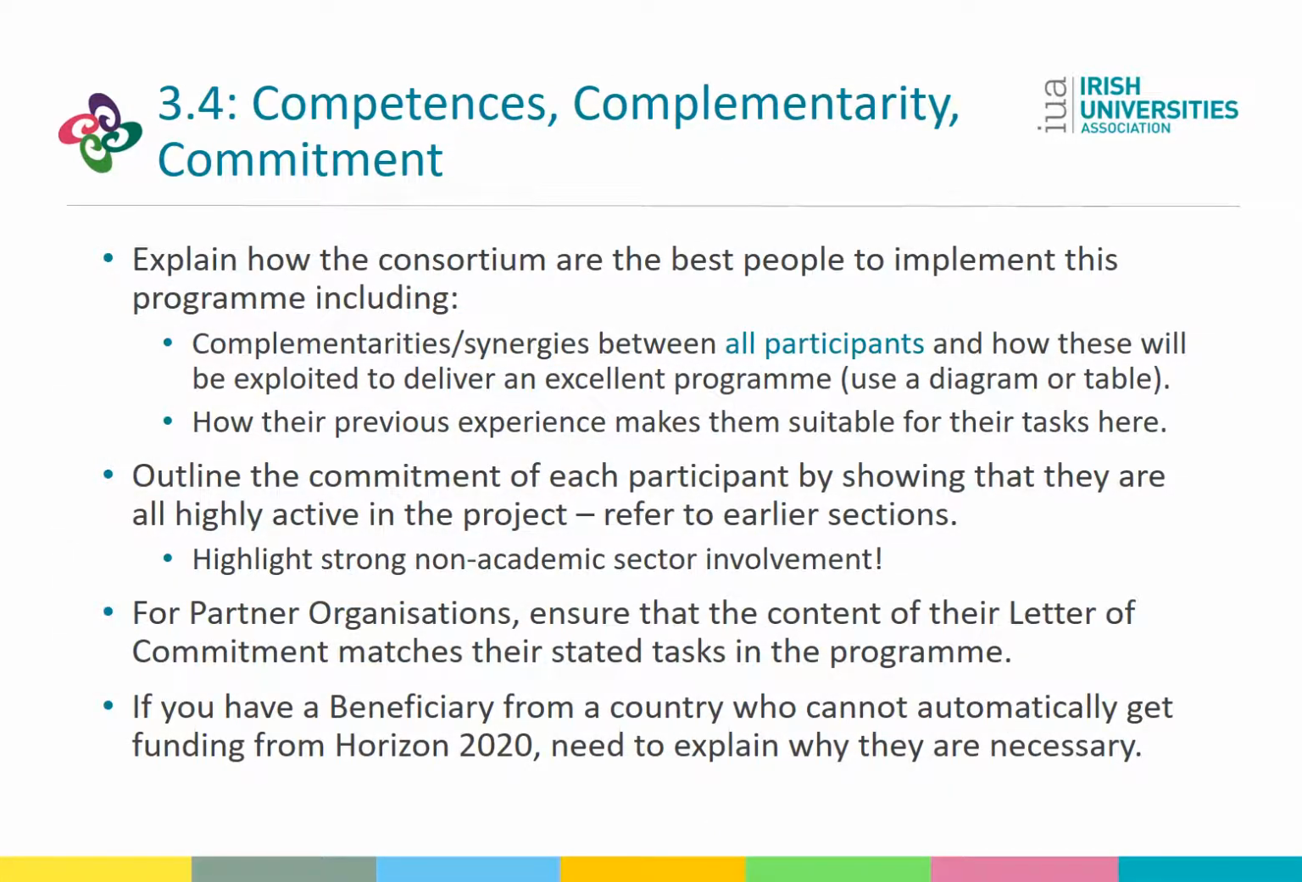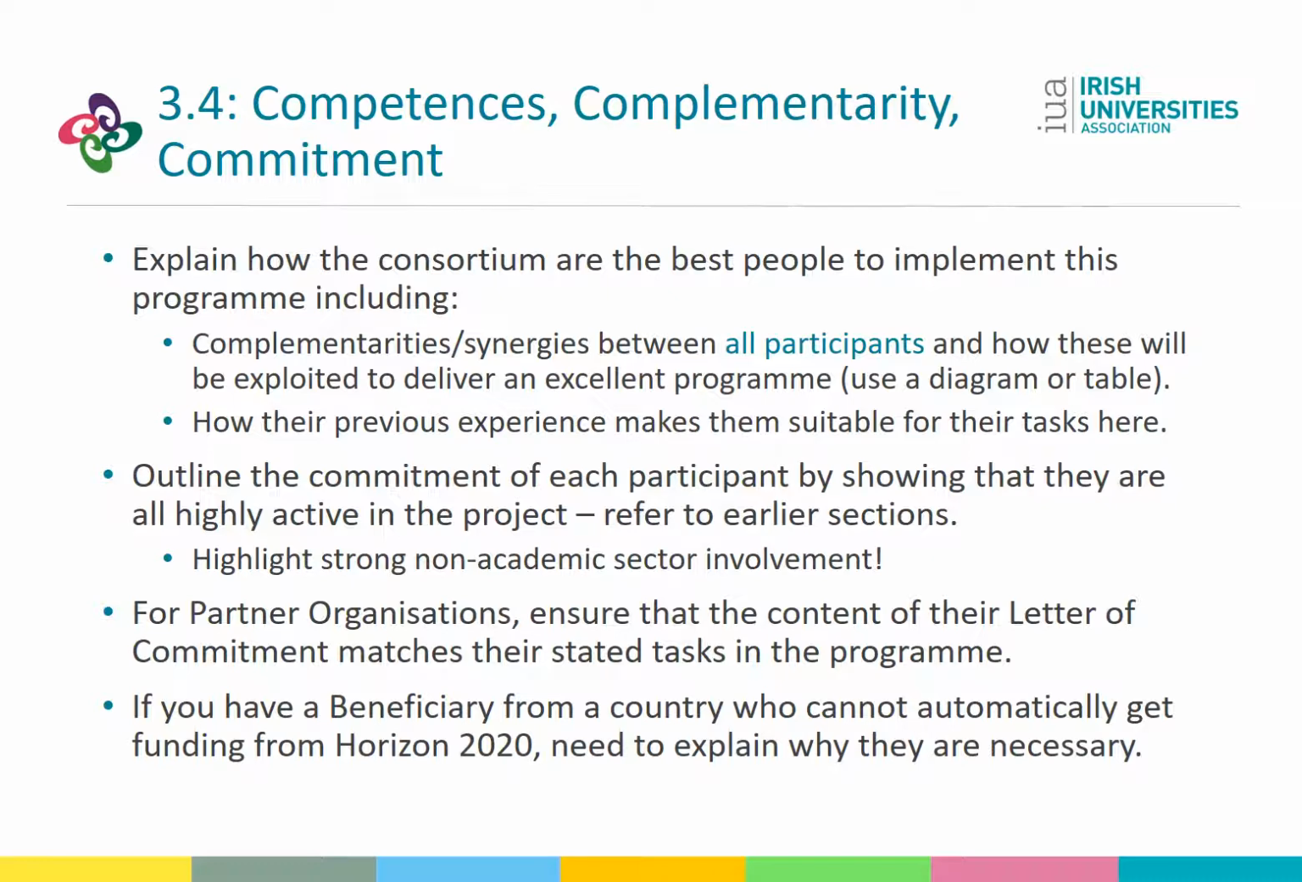And finally, section 3.4 deals with competences, complementarity, and commitment of the different participants. So explain how the consortium are the best people to implement this program, including the complementarities and synergies between all participants, and how these will be exploited to deliver an excellent program. You can use a diagram or a table here again. How their previous experience makes them suitable for their tasks here.